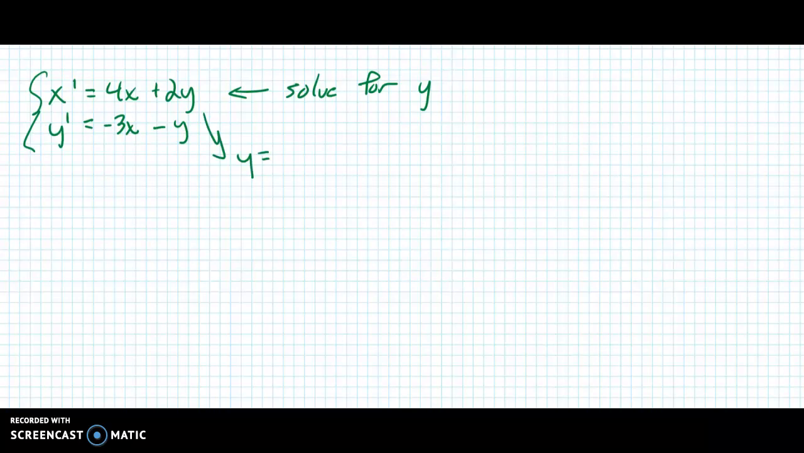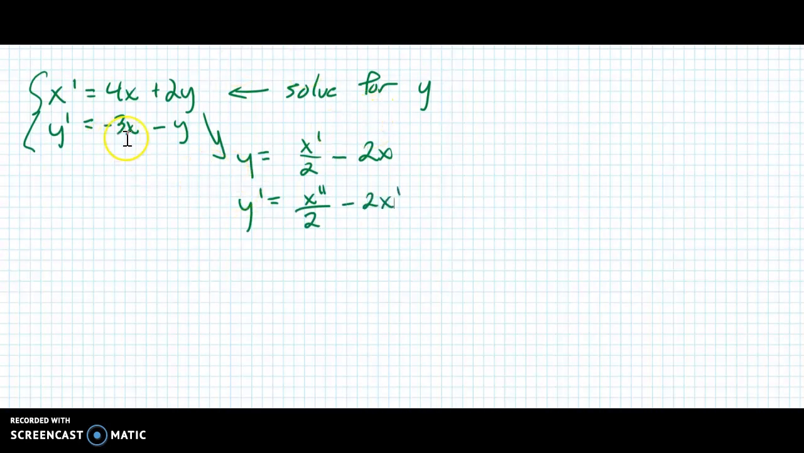Okay, so if I solve for y, I get y equals x prime over 2 minus 2x. All I did was move this over and divide by 2. So from there, what I can do is take the derivative. Y prime is equal to x double prime over 2 minus 2x prime, because it's just with respect to time. So there's no quotient rule or anything here.